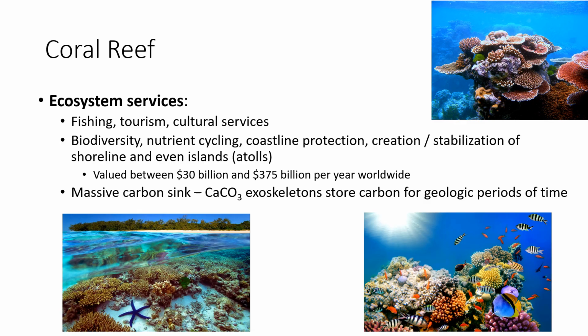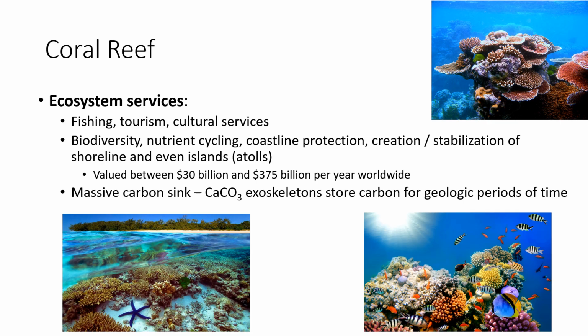The ecosystem services of reefs include fishing, tourism is huge, cultural services. In terms of fishing, among the world's oceans, like the open ocean, the reefs, the intertidal zone, about 1.5 billion people worldwide rely on the ocean as their main source of protein. That could be fish or shellfish, but their main source of protein is coming from the ocean. So that's very, very important.